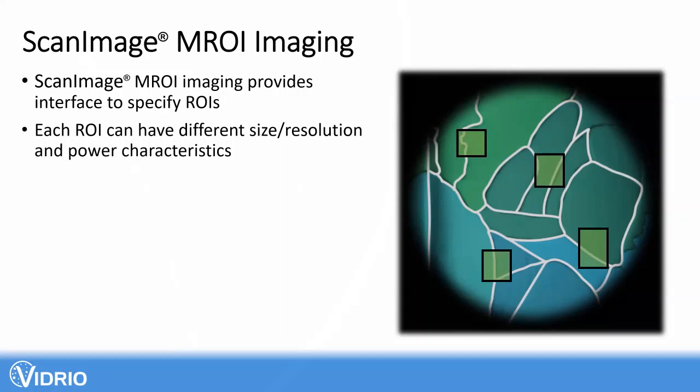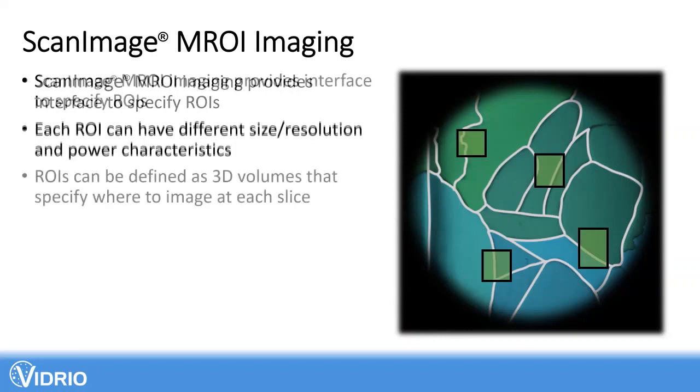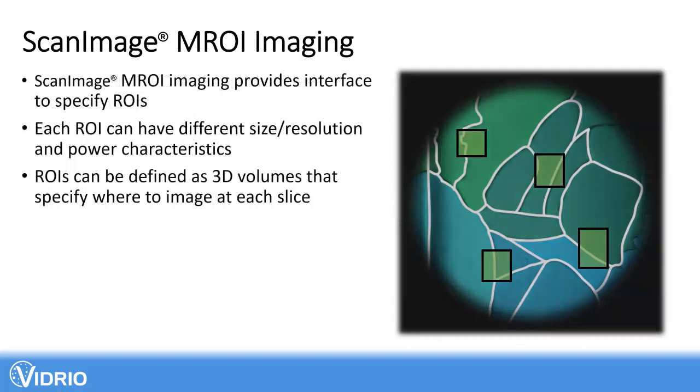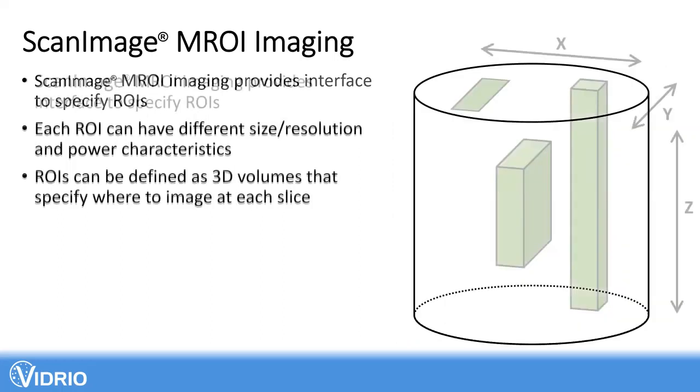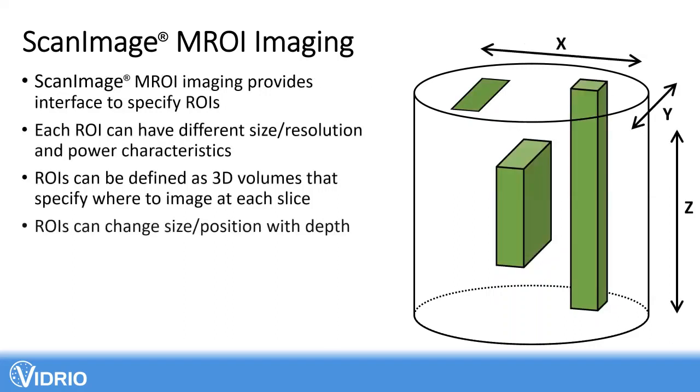You can target an area with the X galvo and then use your resonant Y galvo scan to scan individual areas within the field of view. So each ROI can have a different size, resolution, and power characteristic, in principle. You can also do different types of 3D volumes, specified. So it can be a really powerful approach from that perspective. You can potentially even change the size and position with depth.